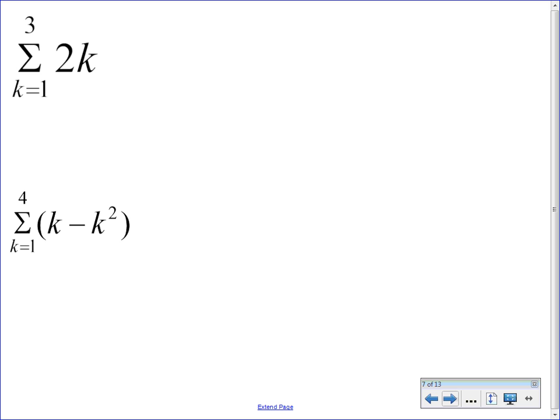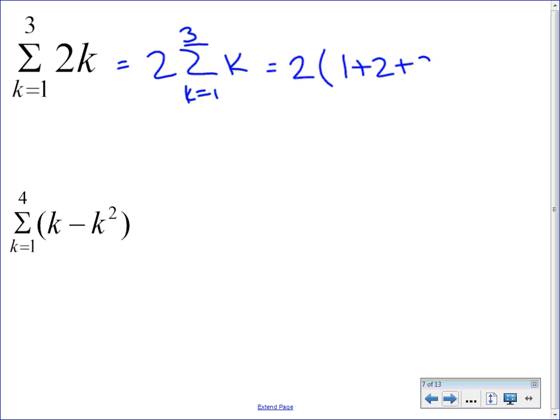Examples. Up here we have the sum from k is 1 to 3 of 2k. That 2 inside, we don't have to keep there. It's a scalar multiple, if you will, so we can pull it out. Basically we have 2 times 1 plus 2 plus 3.